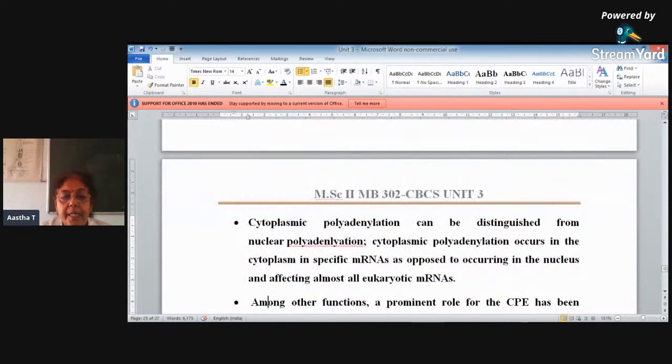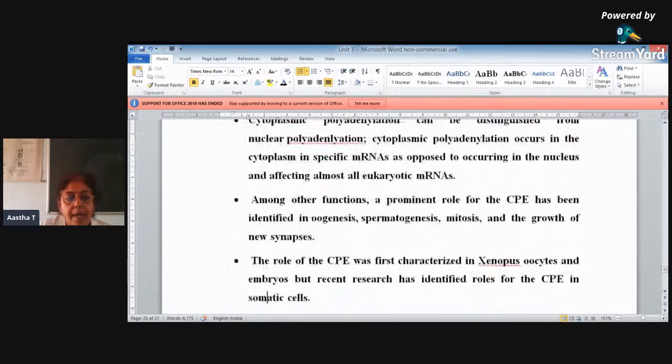Cytoplasmic polyadenylation can be distinguished from nuclear polyadenylation. ह्या दोन वेगळ्या प्रोसेसेस आहेत. Cytoplasmic polyadenylation occurs in the cytoplasm in specific mRNAs, while nuclear polyadenylation affects almost all mRNAs. न्यूक्लियसमध्येच ए टेल जी होते ही सगळ्या mRNA मध्ये होऊन जाते, पण सायटोप्लाझम मध्ये गेल्यानंतर मग ती ए टेल एक्सटेंड होते, ती काही mRNA मध्ये होते, काहींमध्ये होत नाही.